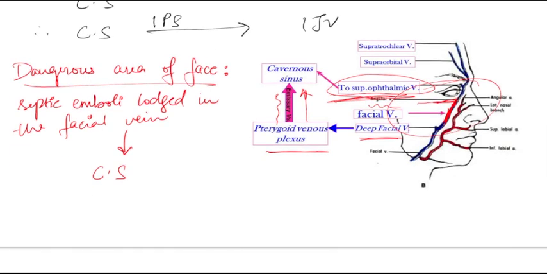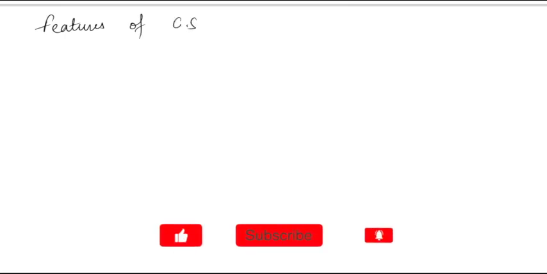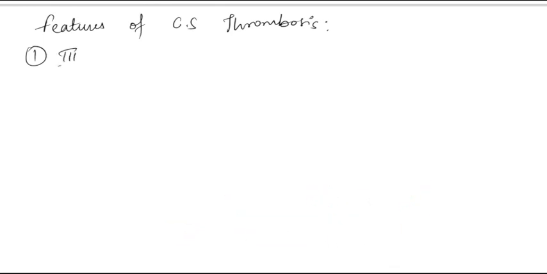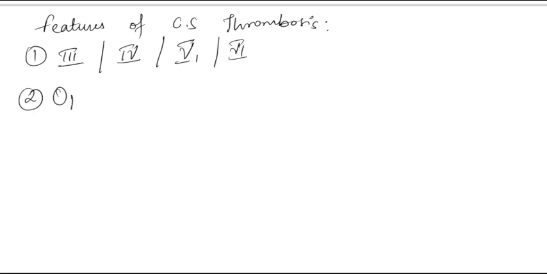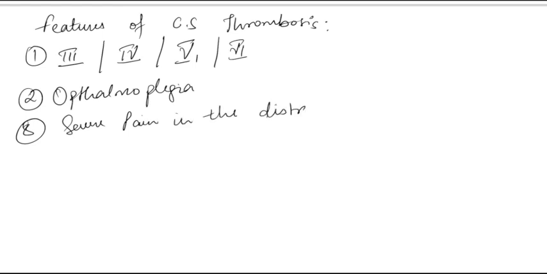Now we have one more thing here. There are different features of the cavernous sinus thrombosis. There will be cranial nerves which get affected. So first we have oculomotor nerve, then trochlear, and then first branch of the trigeminal nerve. Also abducens nerve. And then second feature is the ophthalmoplegia. Then we have severe pain in the distribution of ophthalmic nerve.